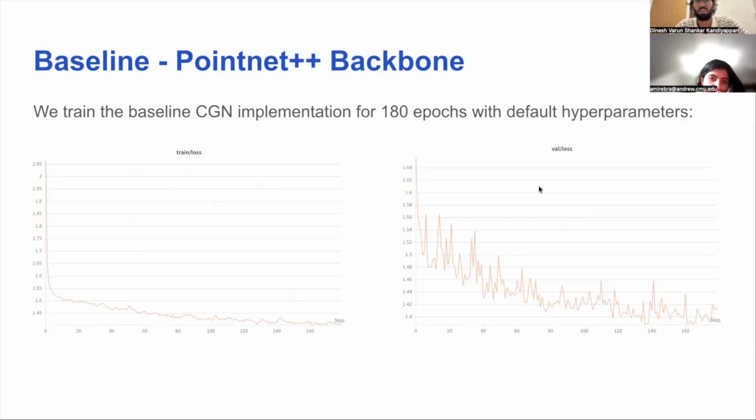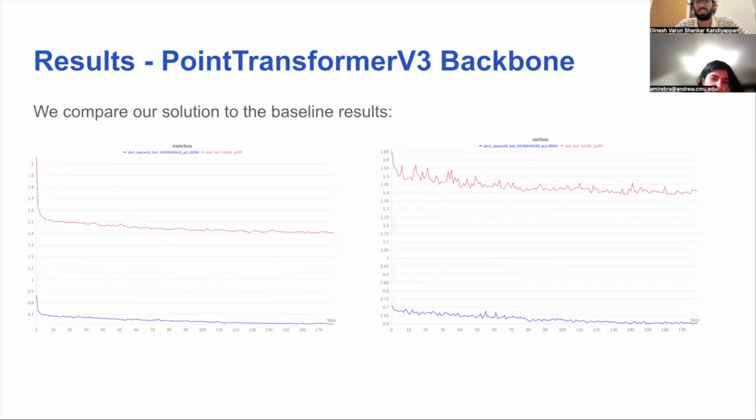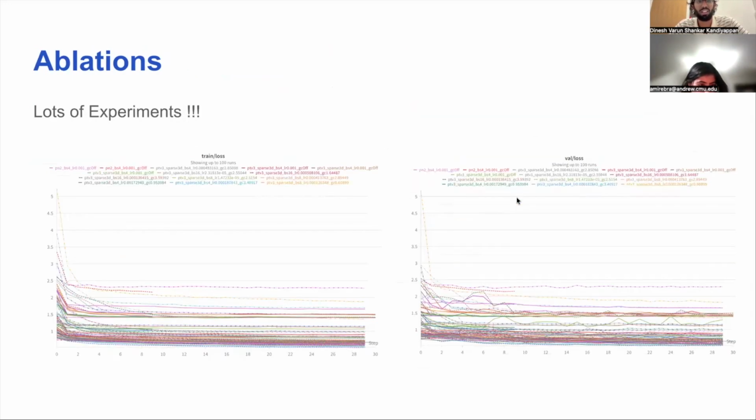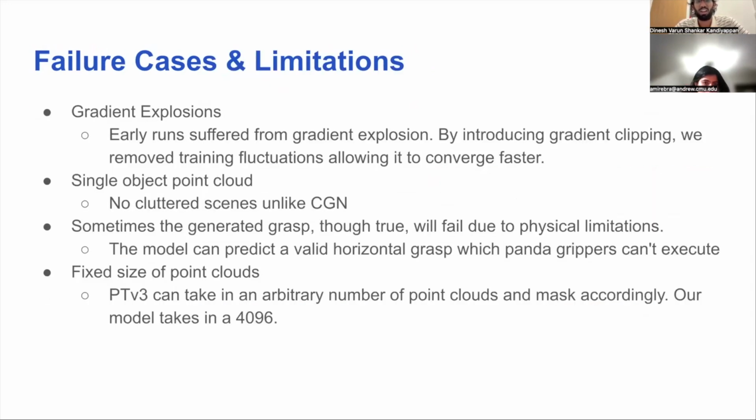For the baseline, we trained the PointNet backbone and compared it against the point transformer backbone. We could see that the point transformer outperforms the PointNet backbone. We ran a ton of ablations, and during earlier runs, we suffered from gradient explosion. Then we addressed it using gradient clipping. Unlike CGN, we use only a single object point cloud and not multiple objects.